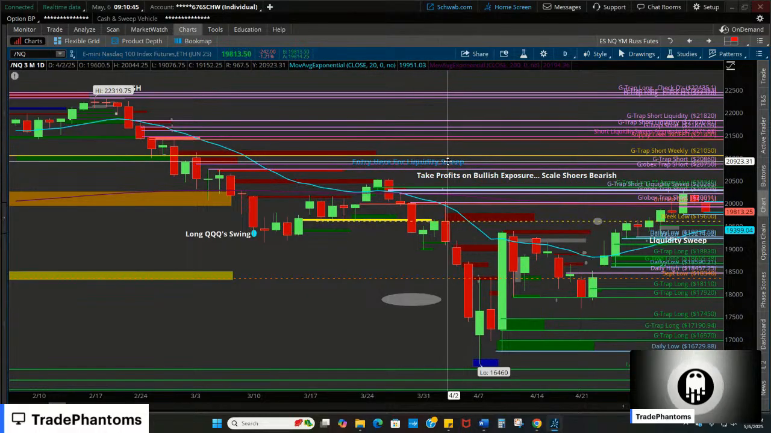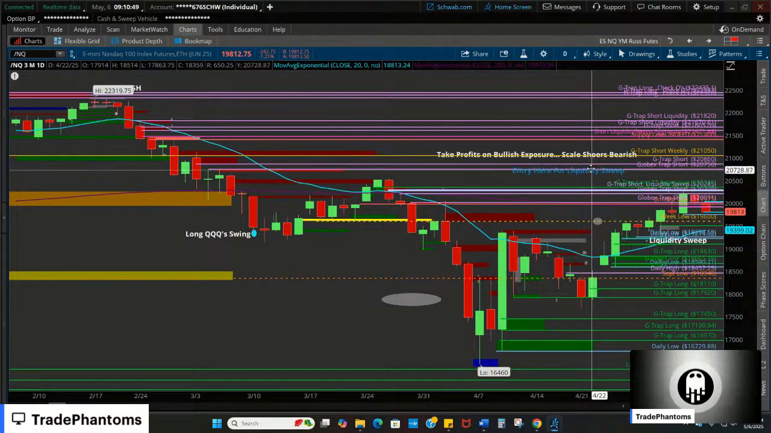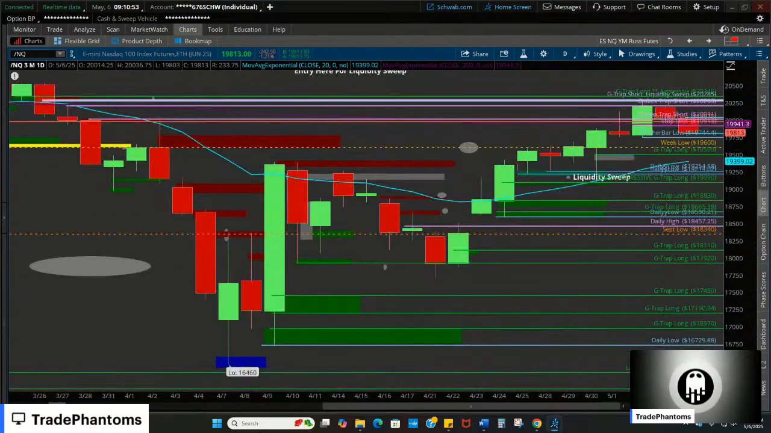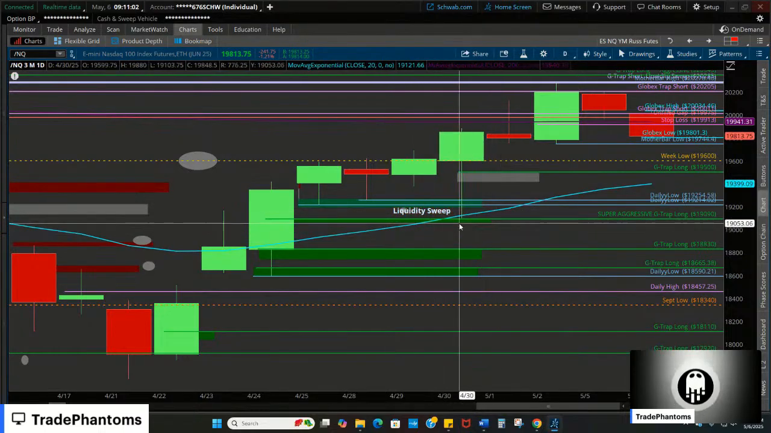Okay, so this is good for a nice little short bearish location here. Take profit on longs, book some gains, and then enter some bearish exposure potentially up there. Okay, and we're going to go through a couple of levels down here, a couple of daily lows. This was a liquidity sweep right down here. So this is exactly what I'm talking about over here.